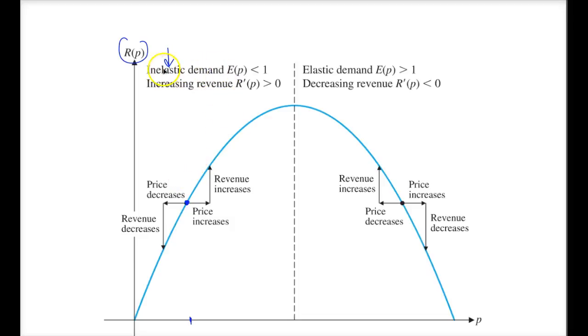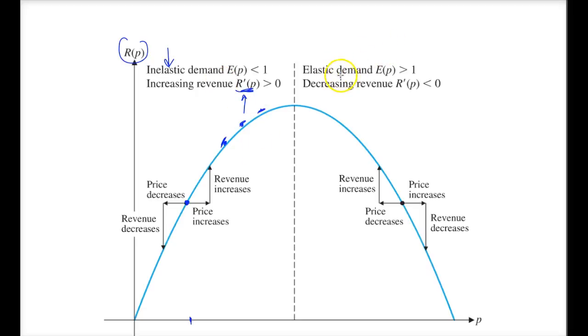Now, we also see that when demand is inelastic, the rate of change of revenue is positive. And remember, when we talk about derivatives, derivatives just track the slope of tangent lines. So this is another way of saying that your revenue is increasing. And we know that because the slopes of the tangent lines for all these points here are positive.